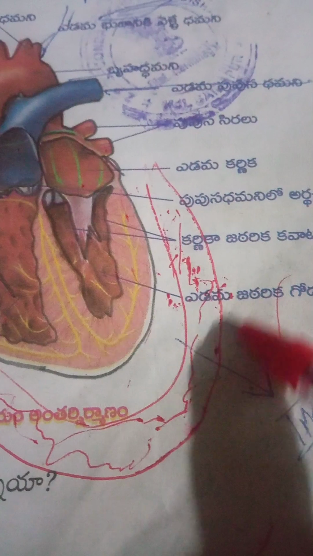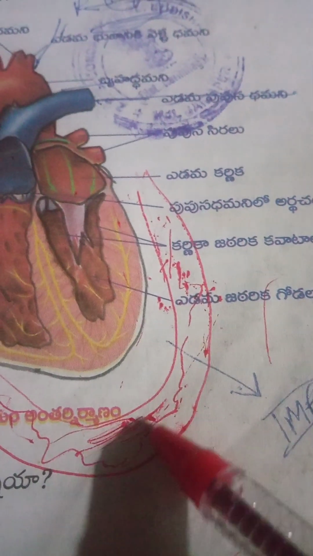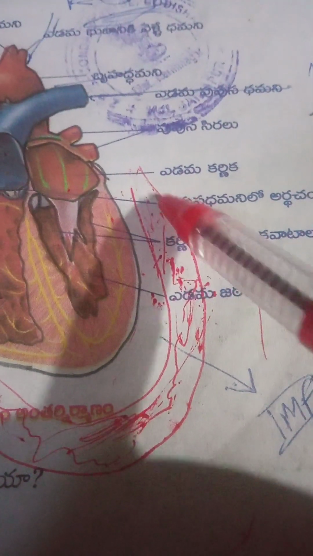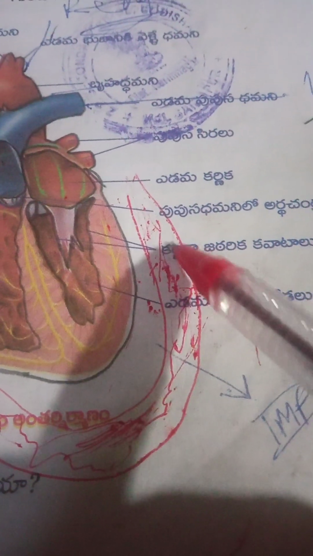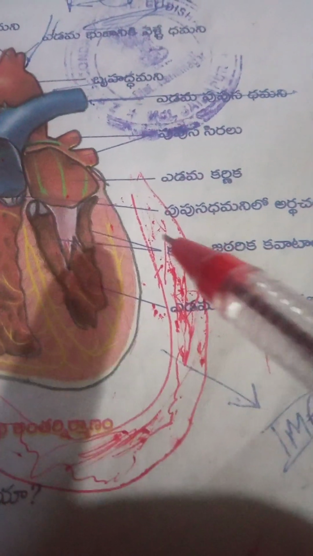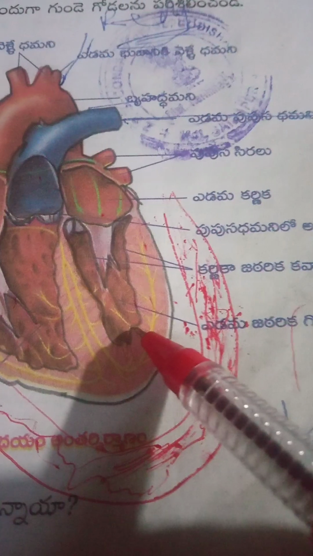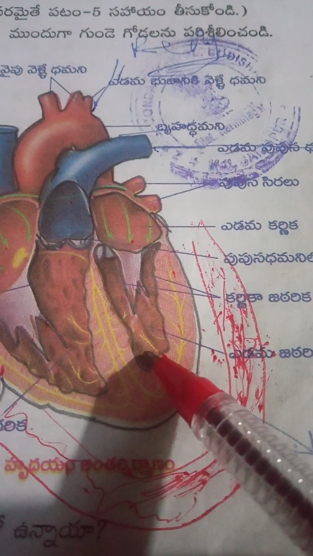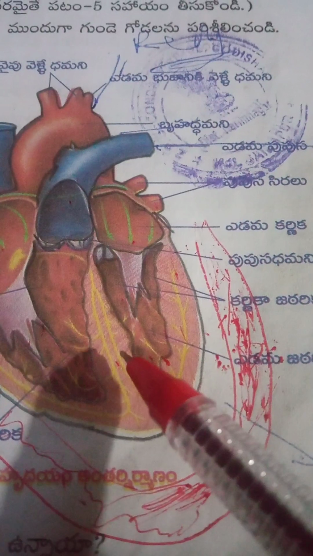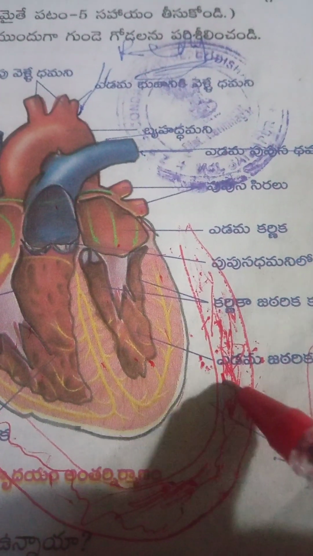The space between these layers is filled with fluid called pericardial fluid. This pericardial fluid gives protection to the heart, because the heart is very soft, so it needs protection. This protection is given by the pericardial fluid which surrounds the heart.